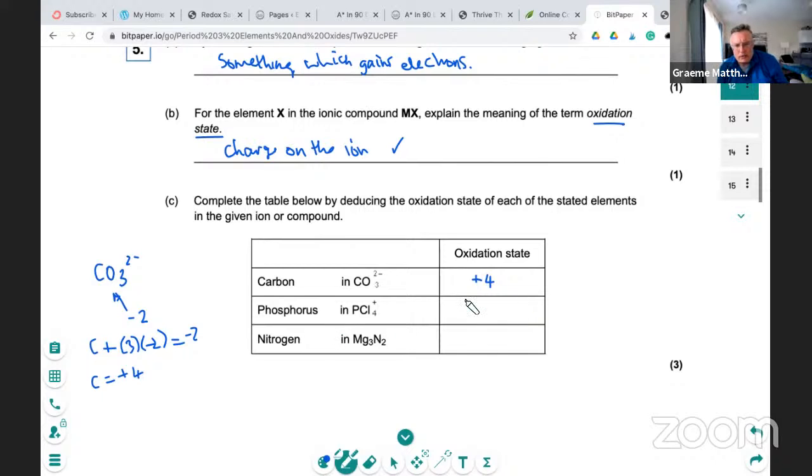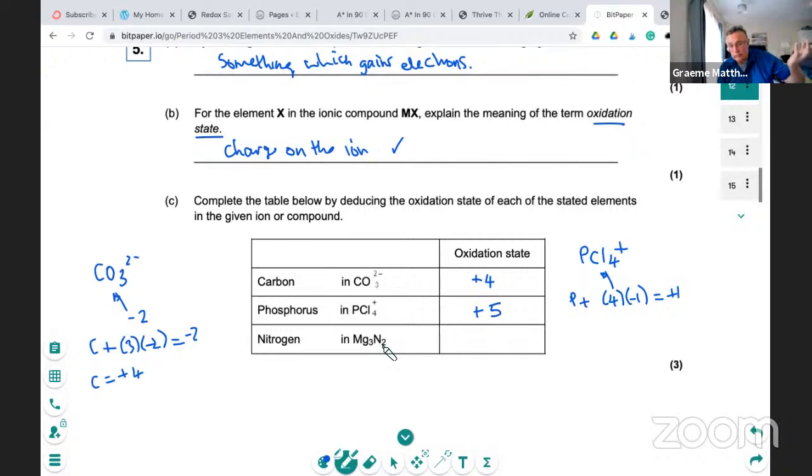And phosphorus in PCl4 plus. So PCl4 plus like this. All right. Chlorine is going to be -1, most likely oxidation state. And so phosphorus -4 is +1. And so this is coming in as being +5, right? And again, does phosphorus have 5 valence electrons it could lose? Yes.